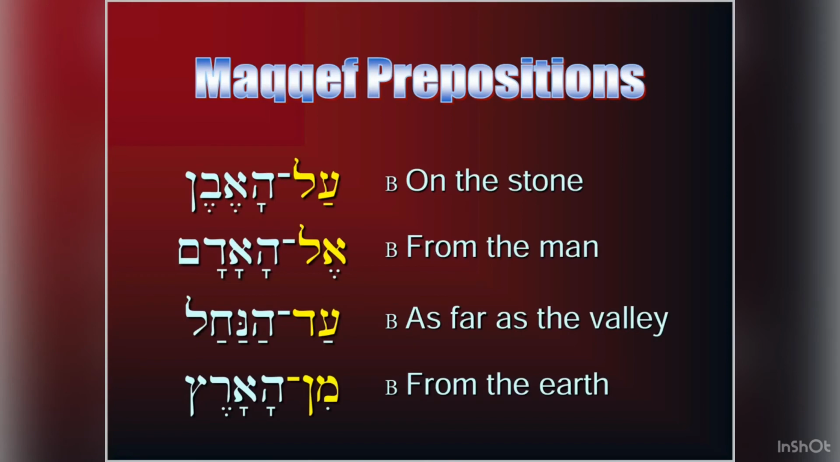Here we have al ha even, which means on the stone. Look at the next example. We have el ha adam. Next one, it is ad, and then we have a makif, and then ha nakal, which means as far as the valley. Look at the last one, min. Min means from, which is connected through a makif. Ha aris, which means from the earth. So these are the examples of makif prepositions.